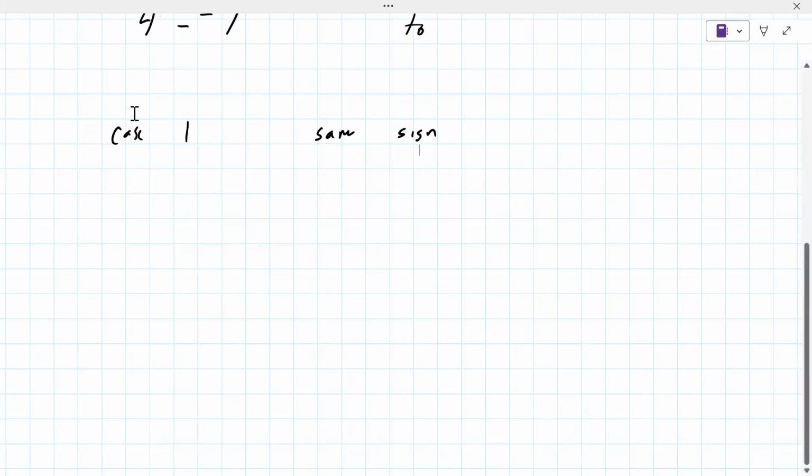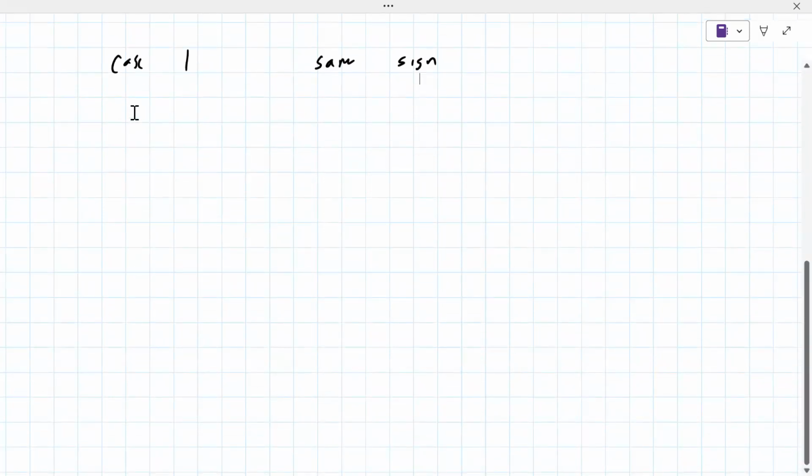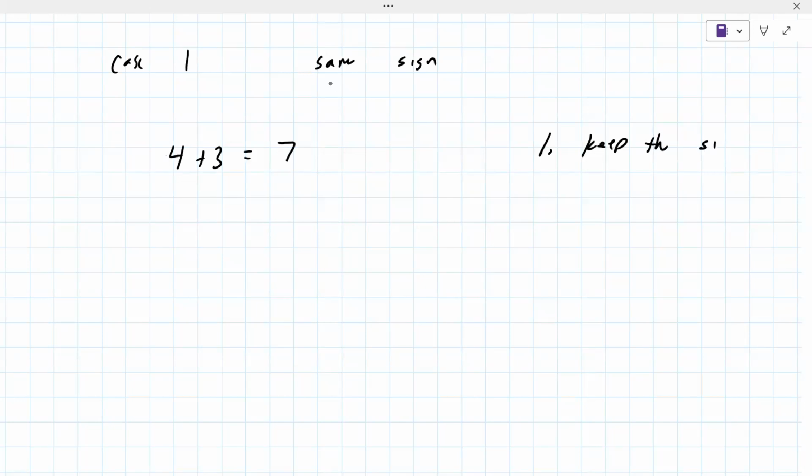Okay, so there's 2 cases. Case number 1 is same sign. Okay, and what do I mean by that? Well, you already know this. Like what is 4 plus 3? You already know the answer. That's 7. But why? Why is it 7? Well, the first thing you do is you keep the sign. When they're same sign, you keep the sign. And this will make more sense if we do a more complicated example. And then the second thing you do is you add the numbers without the sign.